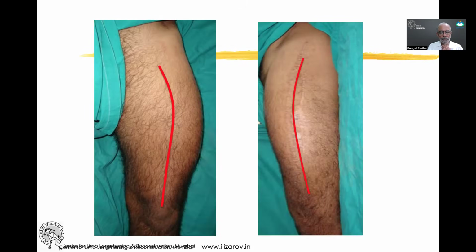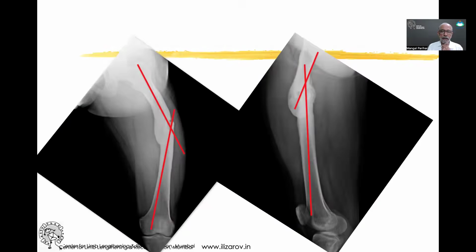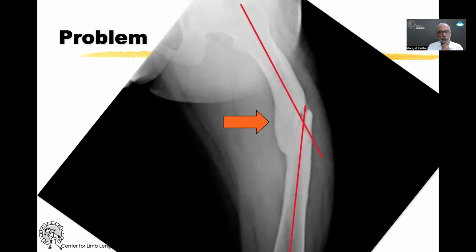So on the left, you see the AP, on the right, you see the lateral view. And those are the anatomic axes that we draw. So the problem here is, at the level of the CORA, the bone is quite sclerotic. And this patient had internal fixation, which had some infection. So we were wary of doing an osteotomy at the level of the CORA. And we decided to do the osteotomy slightly lower down, somewhere over here.